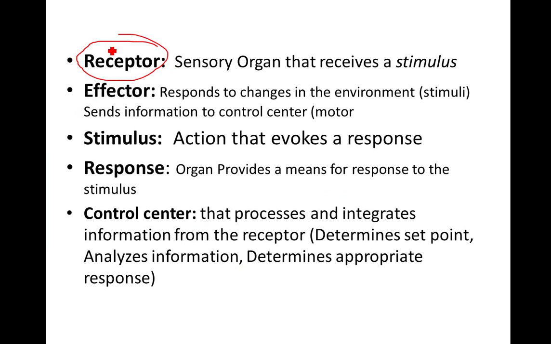a receptor and an effector. All right, a receptor and an effector. Those are organs. I don't have it written here, but these are organs versus stimulus and response. Those are actions. And then we want to bring in the control center. So this is going to get more complex and end up with an actual living system. We'll look at the thermal regulation in a moment.